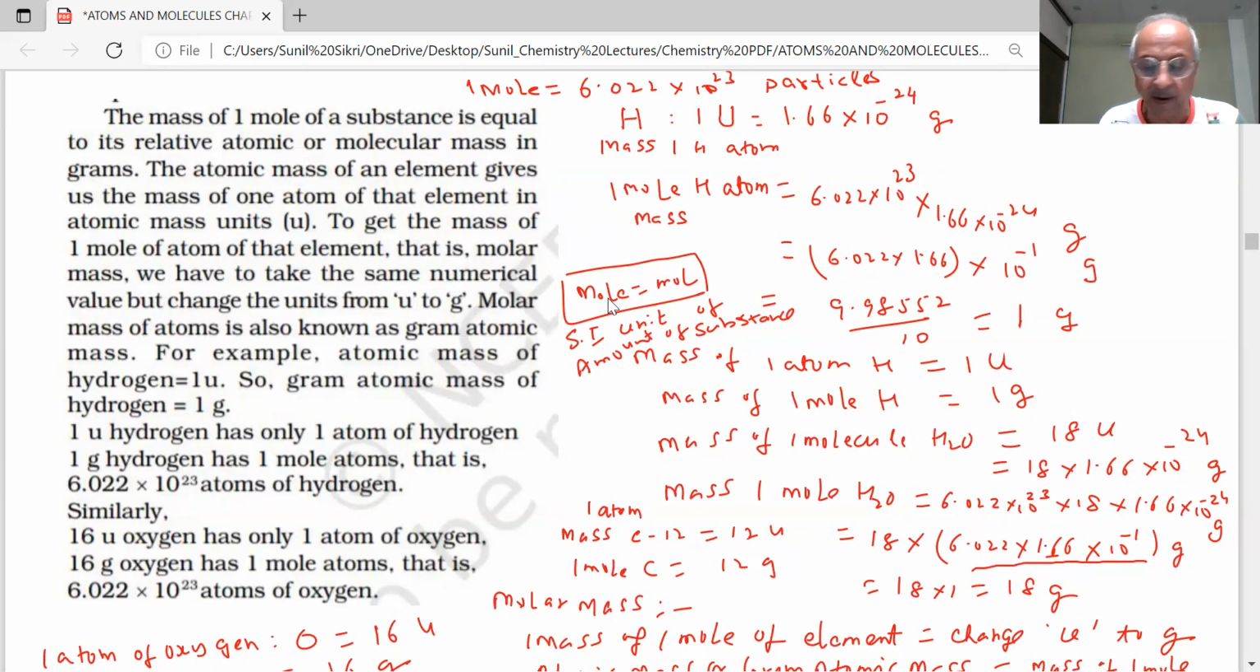I hope the idea of mole is very clear, because students have a lot of doubts in this. I am taking so much time to explain to you. If you have doubt, you can ask me. Meanwhile, I am going to sip water.